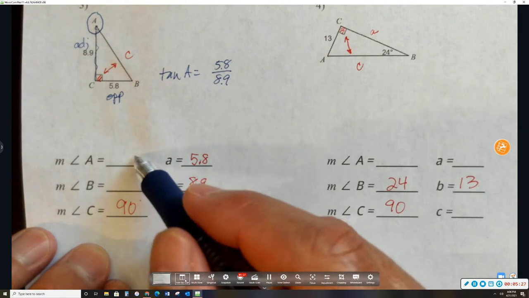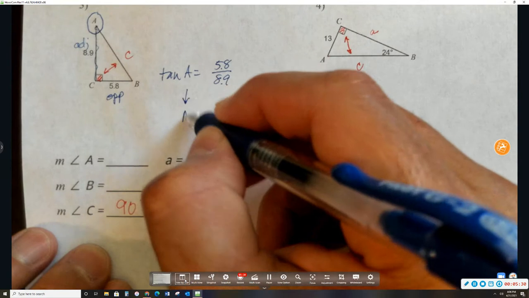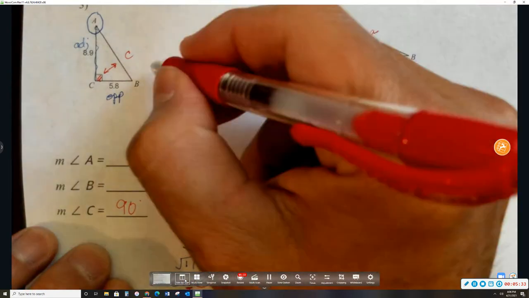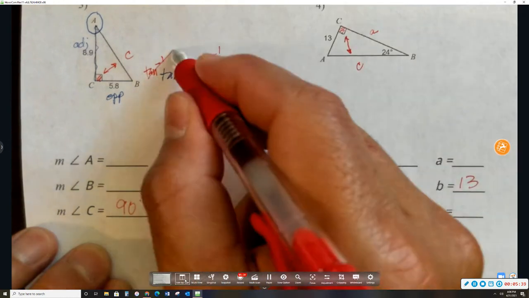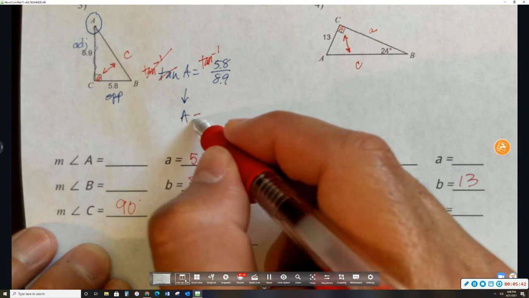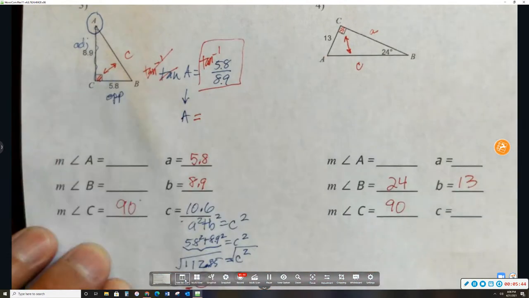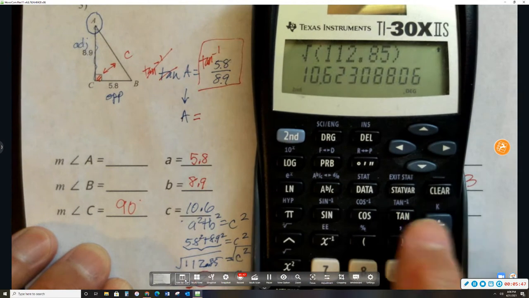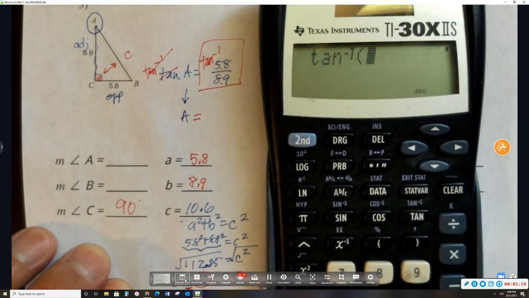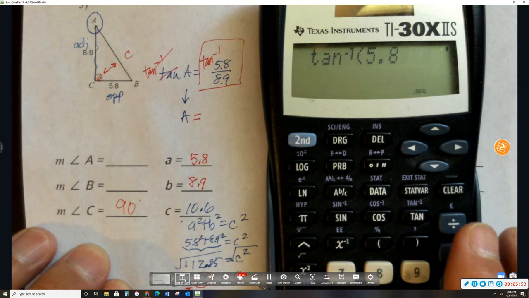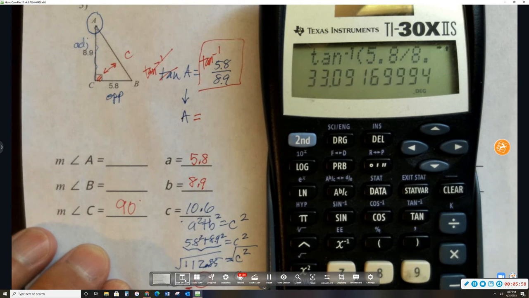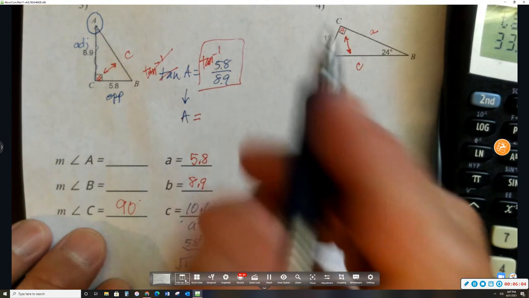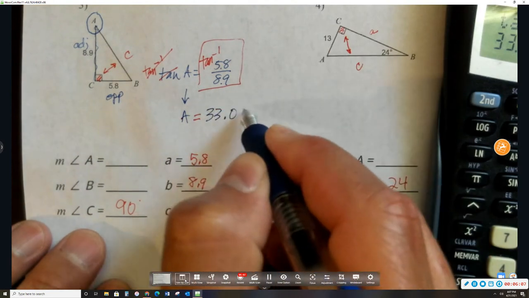Again, because we're finding these angles, I said we need to use the inverse function to get rid of tangent. Tangent inverse and tangent cancel, the A drops, and then this we can go ahead and type in the calculator. Let's type that in. Second tangent, that's the tangent inverse, and then we just type the fraction into the calculator. 5.8 divided by 8.9, close the parentheses, and that gives us 33.09. So let me write that in here, 33.09.